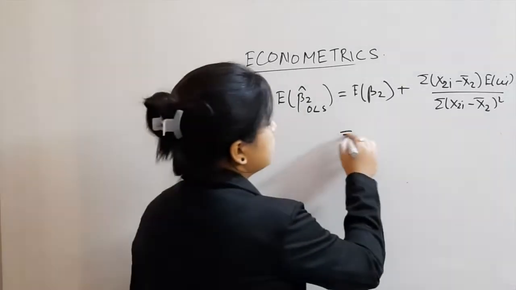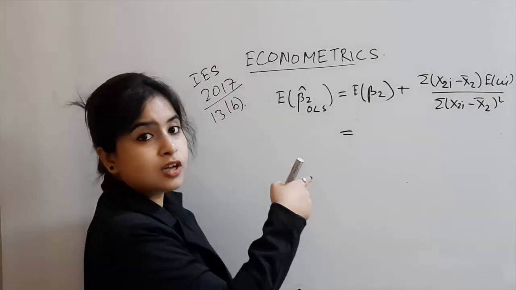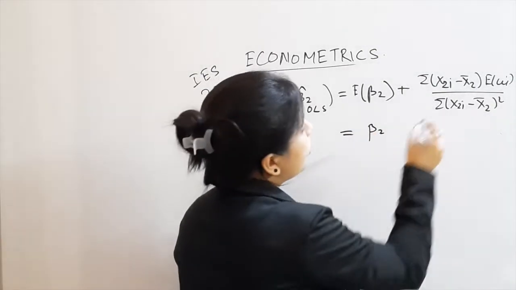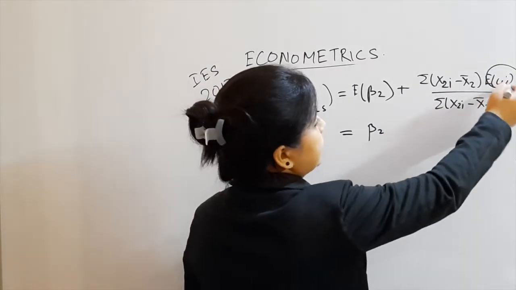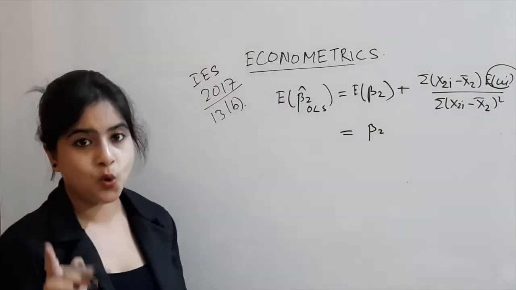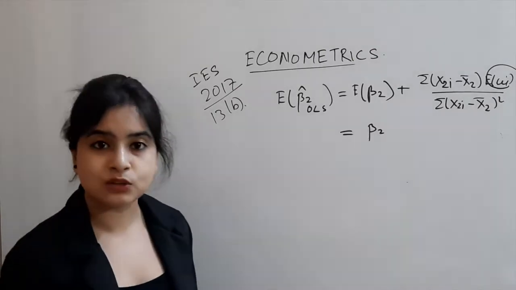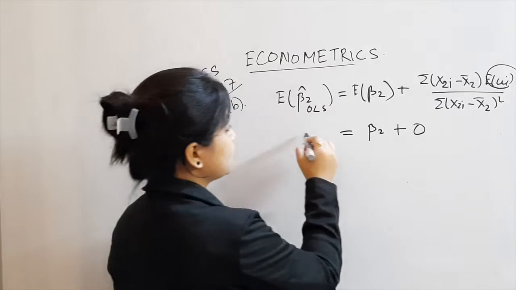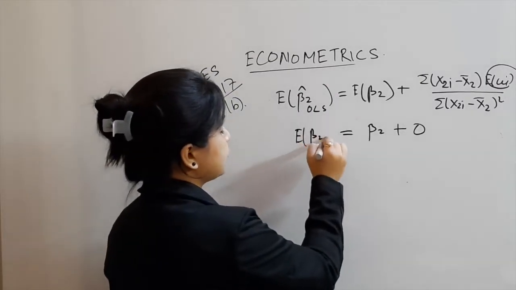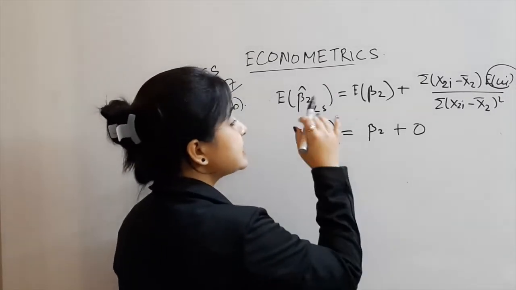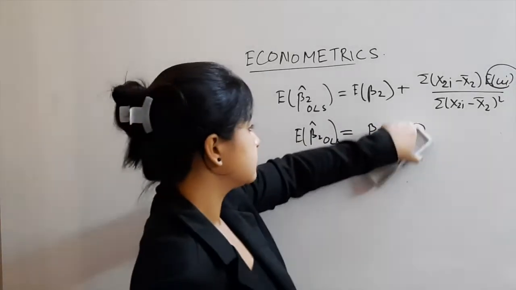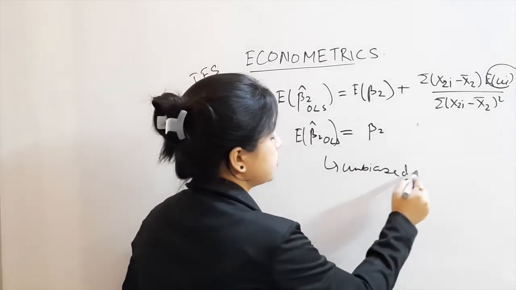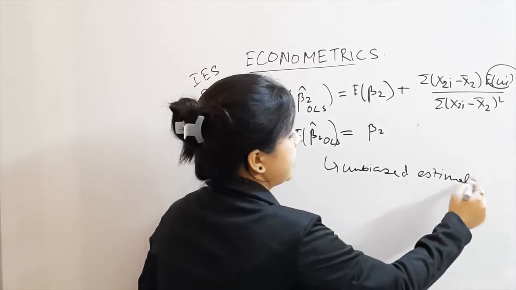Now, the expectation of beta 2 is beta 2 because it is the unbiased estimate. Now, expectation of ui, we know that the assumption holds. So expectation of ui is 0 for the CLRM, and here we have it as 0. So here the expectation of beta 2 OLS hat is nothing but beta 2. So from here we can say that it is the unbiased estimate.